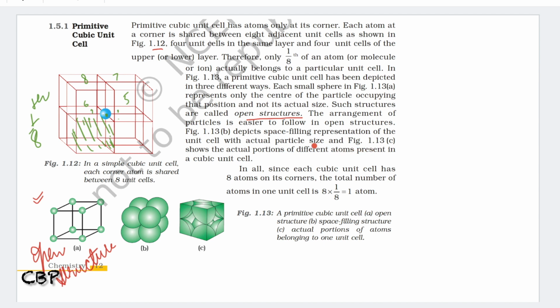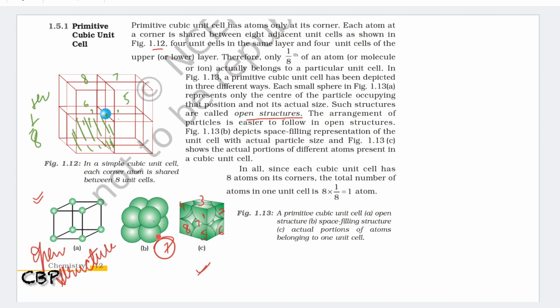And figure 1.13 shows the actual portions of the different atoms present in the unit cell. That is, how much portion a single atom occupies in a unit cell. This is the first atom, second, third, fourth; these are all four corners. Now this is fifth, sixth, seventh, eighth. In this we can observe only 7 atoms, okay. The eighth atom is below these two atoms, that's why we can't see this eighth one.